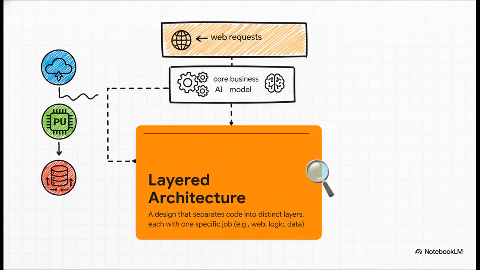We'll have one layer that's only responsible for handling web requests. Another layer will have the core business logic, the part that calls our AI model. And maybe a third layer is responsible for talking to a database. The point is, each layer has one job, and it does that one job really, really well.